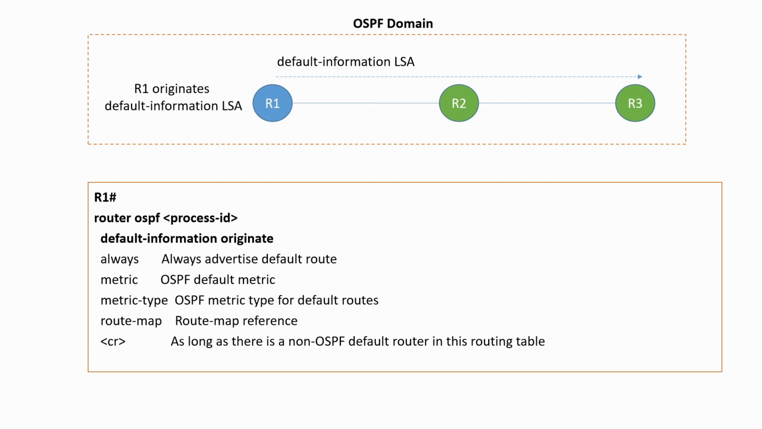The last one is route map. You can use a route map to change the default information parameters. For instance, you can change the default information tags. So okay, let's see how to configure it.